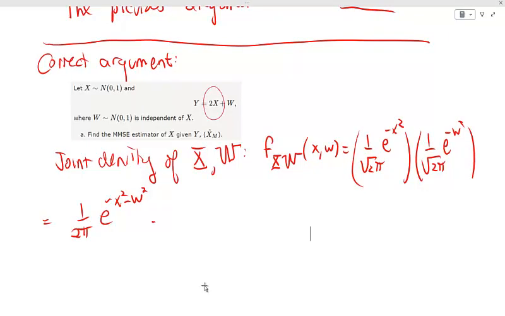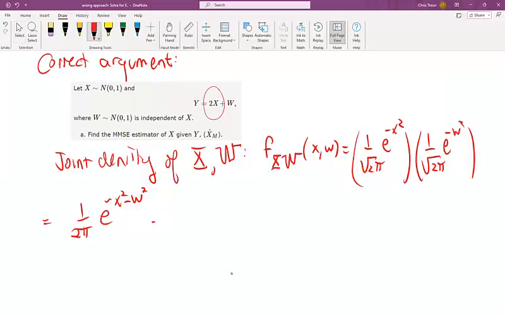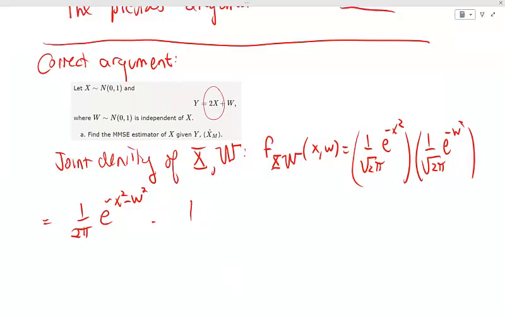Now, I want to find the estimator of x given y. And this is a distribution in x and w. So what I need to do is transform this to a distribution in x and y. I want x given y, so that means I need to transform the density to be a density of x and y.